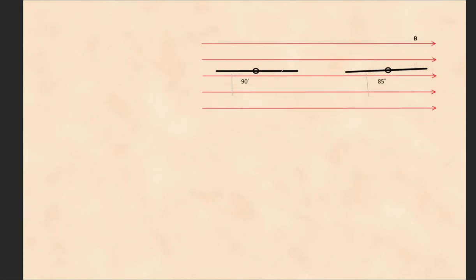When the loop of wire is oriented so that the normal is perpendicular to the B field, in that case the flux is BA cosine theta. So again, B is 0.5, A is 0.008, cosine of 90 is 0, and so the flux is 0. Which makes sense because if the loop is oriented like this, there is no magnetic field passing through the loop. It's running parallel to the loop, but there's no flux. There's no flow of B field through the loop.